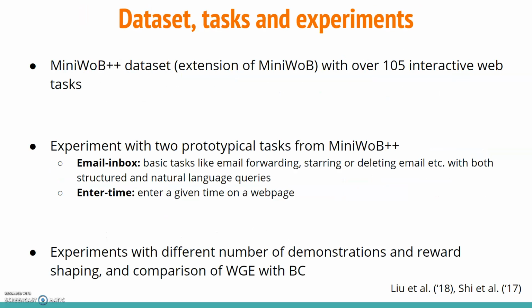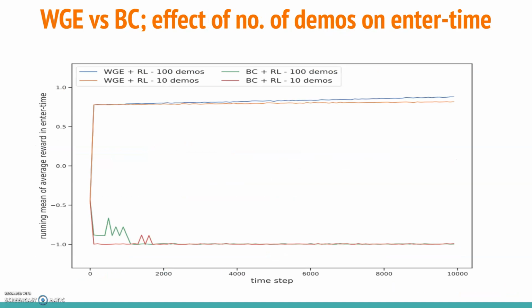We experiment with the email inbox and enter time tasks from the open source MiniWoB++ benchmark. In email inbox, the agent has to complete basic tasks like forwarding an email and starring or deleting an email. For enter time, the agent has to enter a specified time on a web page. Our performance metric for all experiments is the running mean of the average reward with time. The average is taken over the rewards from 500 episodes and the running mean is computed over this quantity every 100 training steps. These are the results from the enter time task.